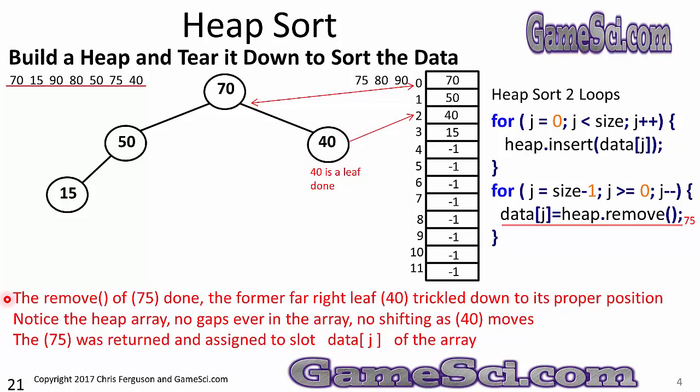The remove of 75 is done. The former far right leaf 40 trickled down to its proper position. Notice the heap array.